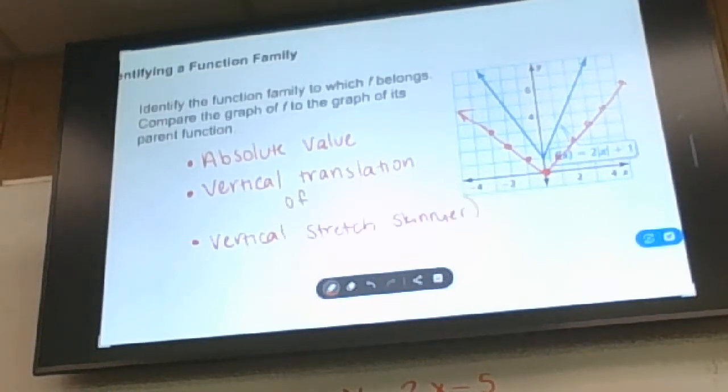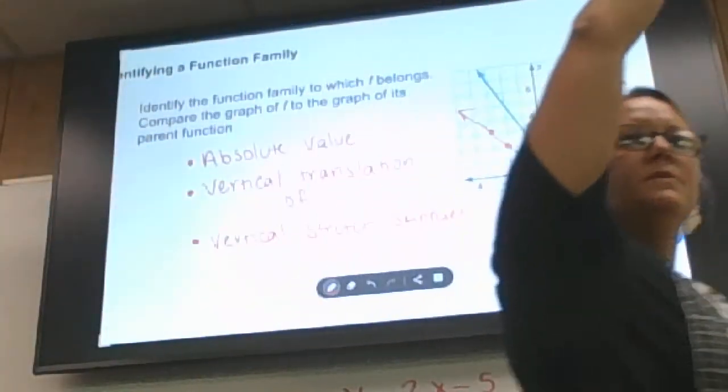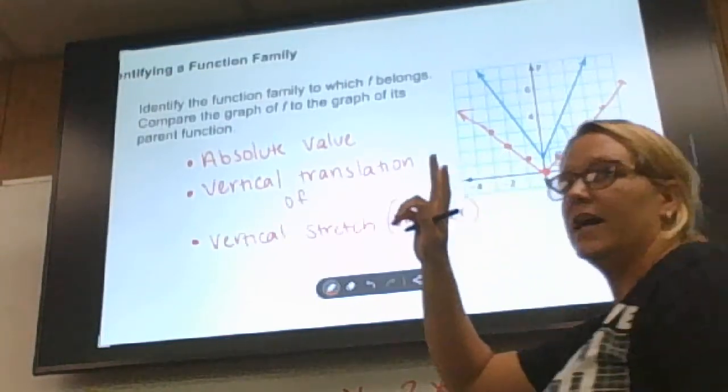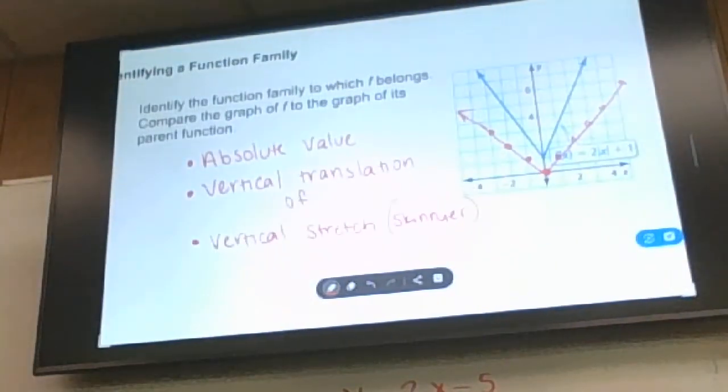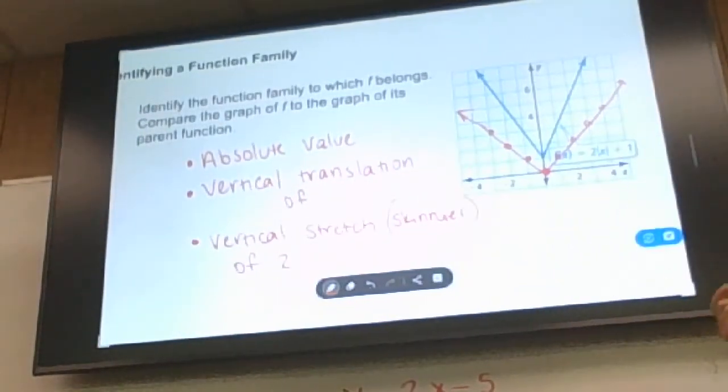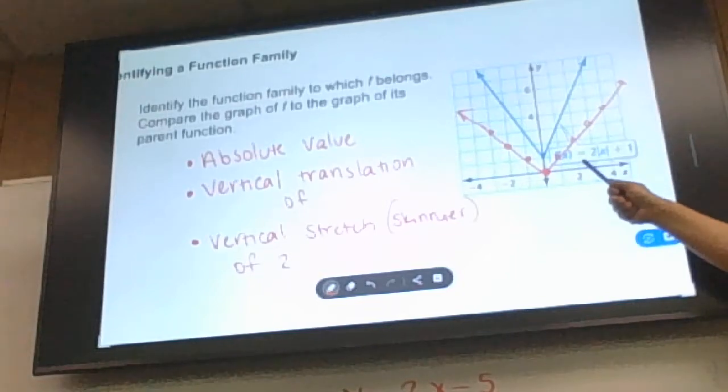You don't have to write skinnier. I'm just putting it on there. It's been pulled up. It's skinnier than the parent. And I know for certain I can say that it's a vertical stretch of 2. Each y value is twice as high as the parent function. Can you see that 2 in the equation? Yeah. Right there I see a stretch.